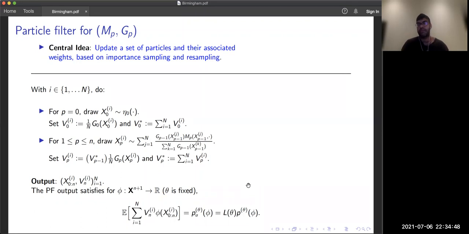And this is the bootstrap particle filter, but there are many more advanced particle filtering schemes that one can use depending on the application, such as more advanced resampling schemes. But the bootstrap particle filter is the one that we're going to base our filtering methodology on, in order to incorporate the unbiased and multilevel techniques.